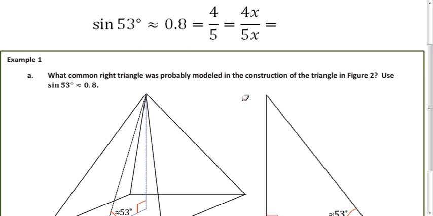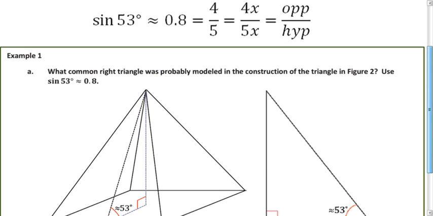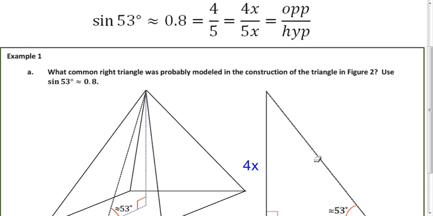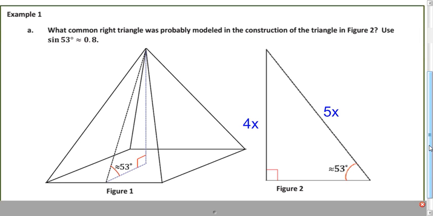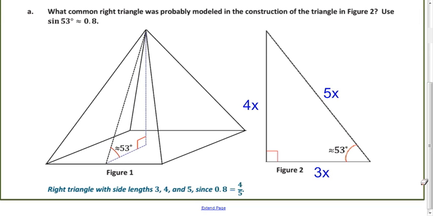And we know x isn't 0 here because they're lengths. And that's going to be opposite over hypotenuse. So if you fill in on a triangle, we have 4x, 5x, and what's the common Pythagorean triple? This would be 3x. So they probably used a 3, 4, 5 triangle.